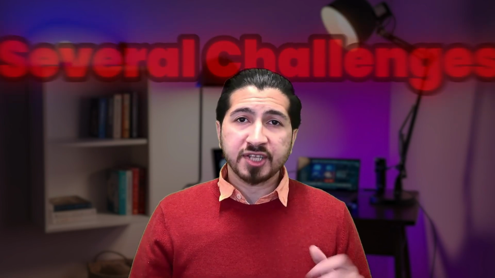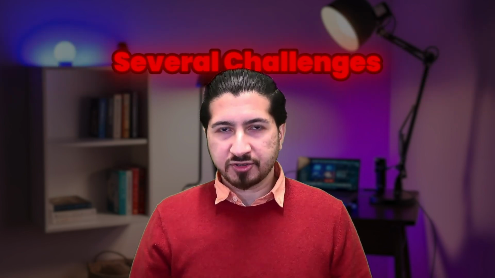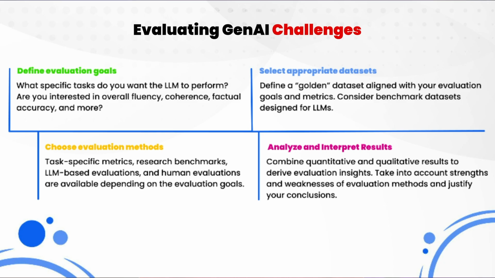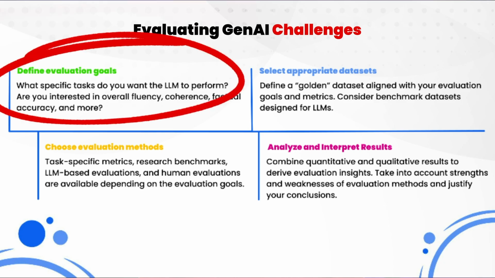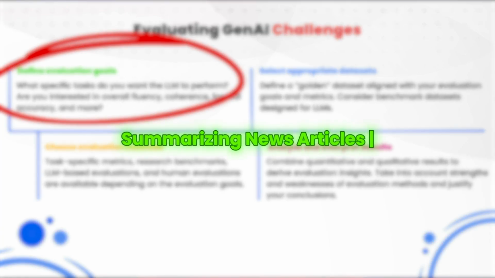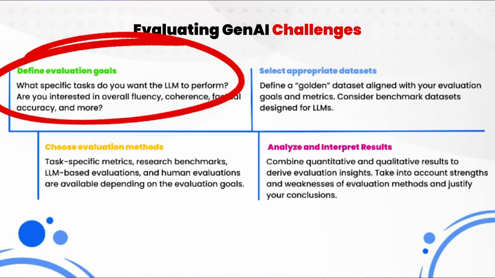However, there are several challenges in this process too, especially when it comes to the evaluation of the outputs of these LLMs. The first challenge is in defining the evaluation goals. In our example, defining evaluation goals for LLMs in tasks like summarizing news articles is challenging due to the subjective nature of what constitutes a good summary. It's difficult to rely on a limited number of metrics to assess the quality of an output.